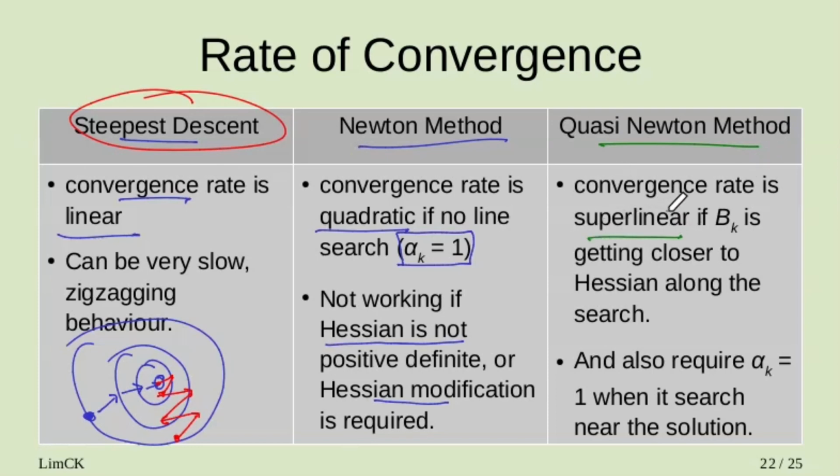Superlinear is a convergence rate which is faster compared to linear, but slower compared to the quadratic. It's between the quadratic and linear. Also, the quasi-Newton methods require the step length equal to 1. When it reaches the solution, you can always assume that alpha equal to 1 is workable.